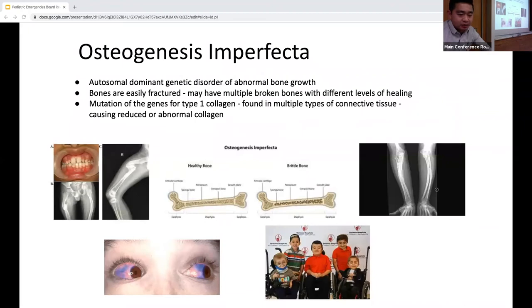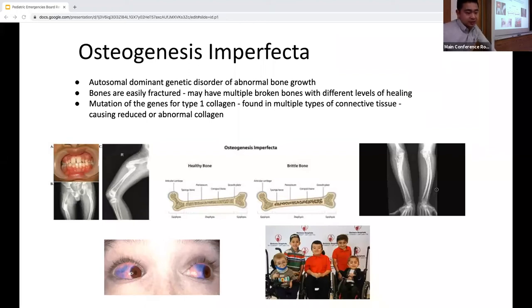And we're just going to go over what OI is and everything that's related to it. So osteogenesis imperfecta, this is very common on the boards. It's an autosomal dominant disorder of abnormal bone growth. It's a mutation of the genes for type 1 collagen. It causes connective tissue disorder and also brittle bones and frequent fractures.